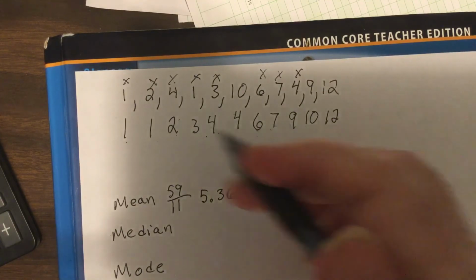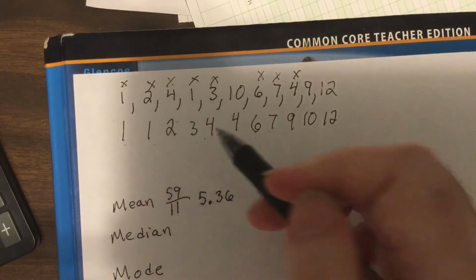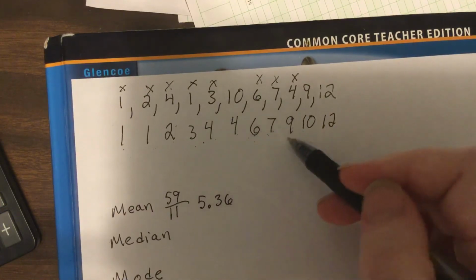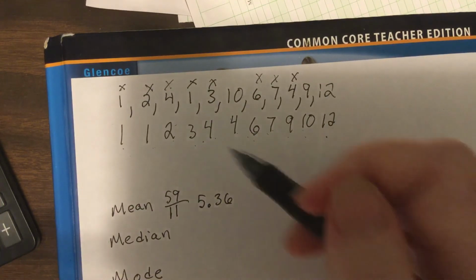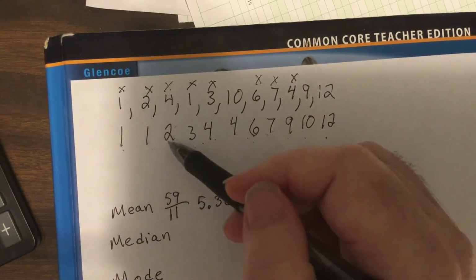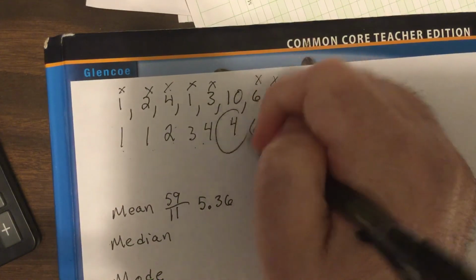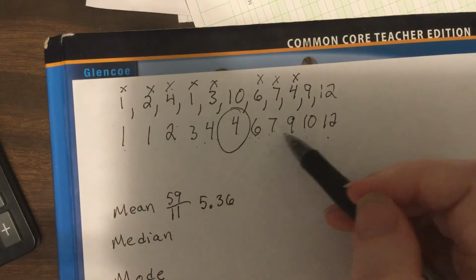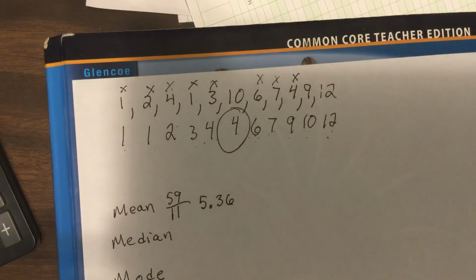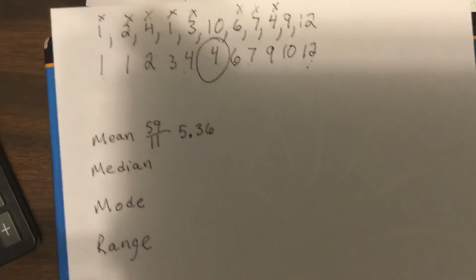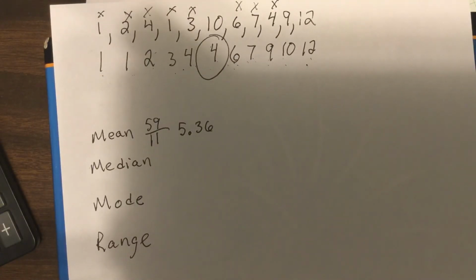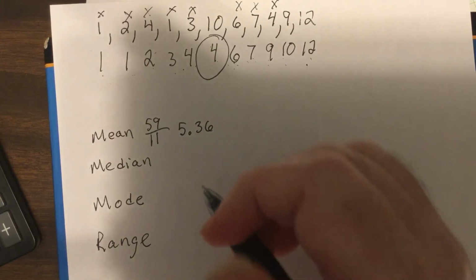Looks good. Now median, 1, 2, 3, 4, 5, 6, 7, 8, 9, 10, 11. So 5 below, 1, 2, 3, 4, 5, and 5 above, 1, 2, 3, 4, 5. If there's an odd number of items in the list, then the answer is the one in the middle. If it's even, you have to find the middle 2, and then add and divide by 2.